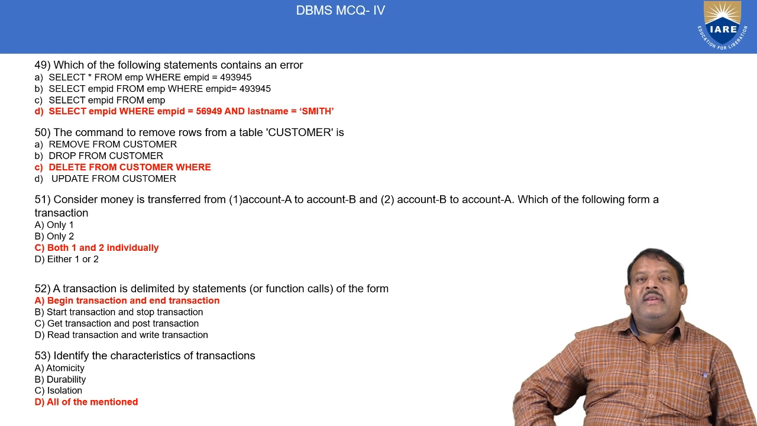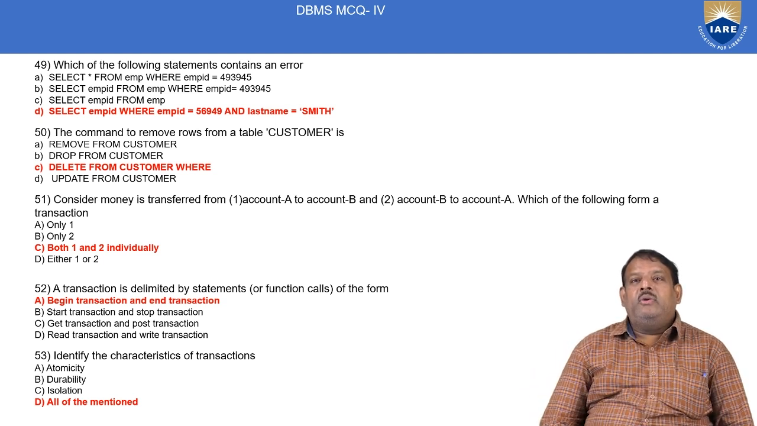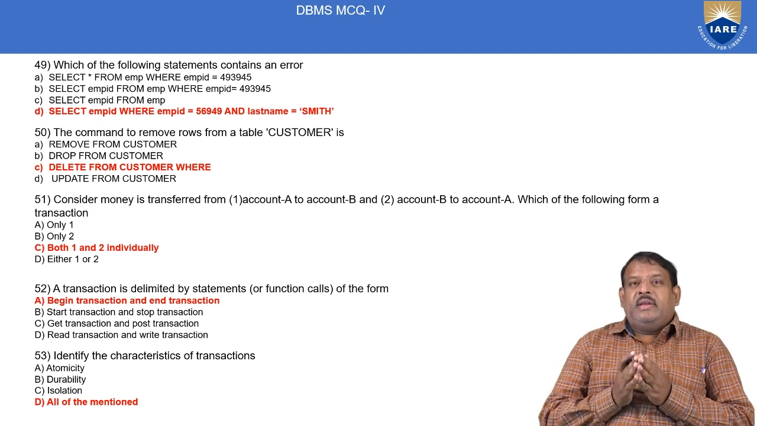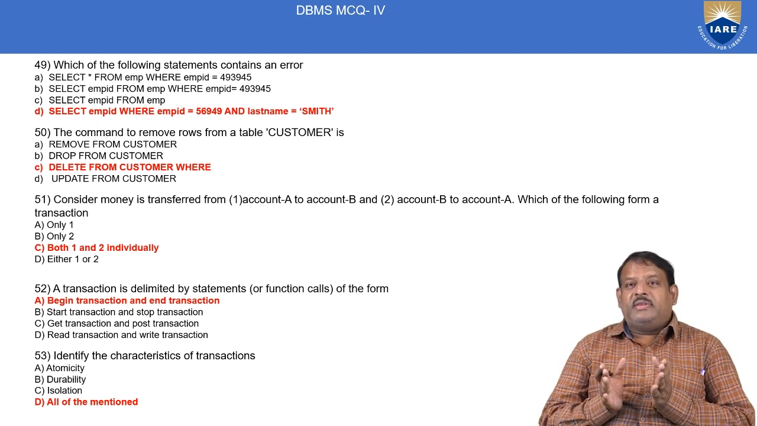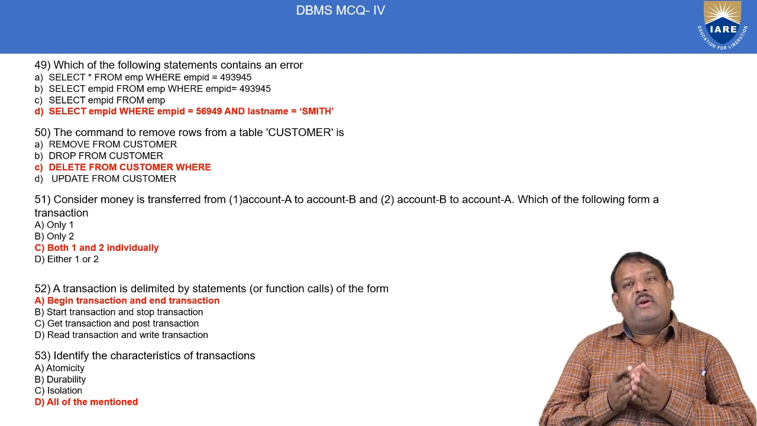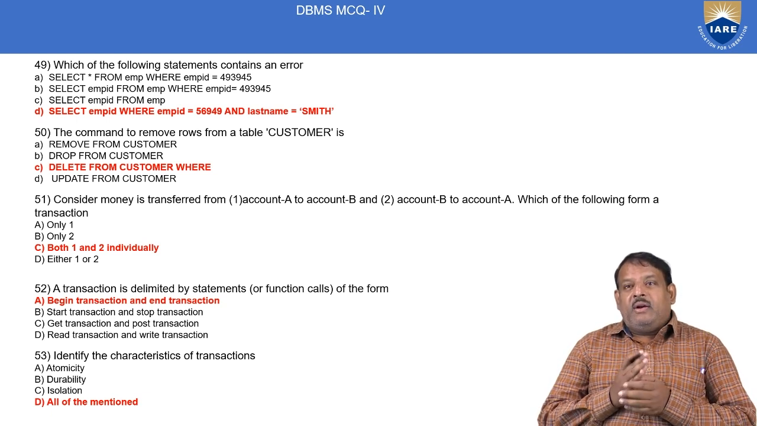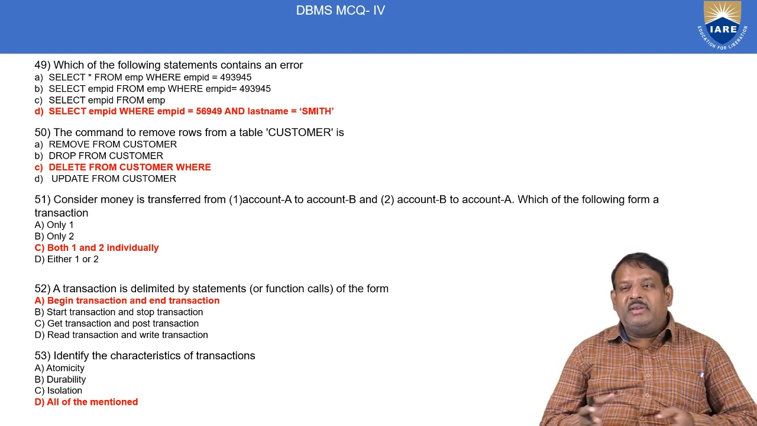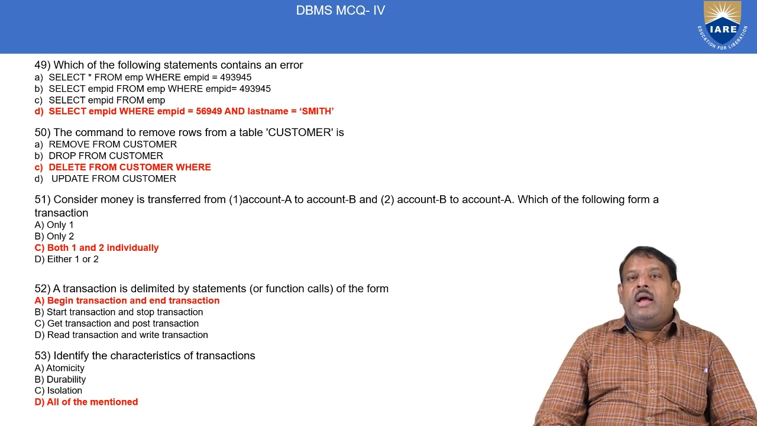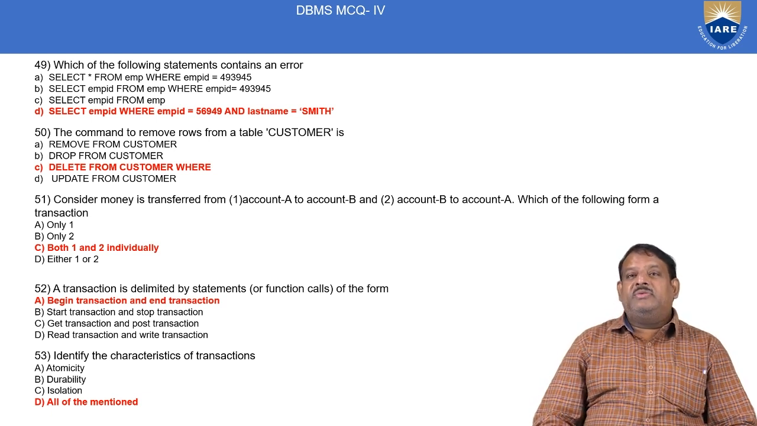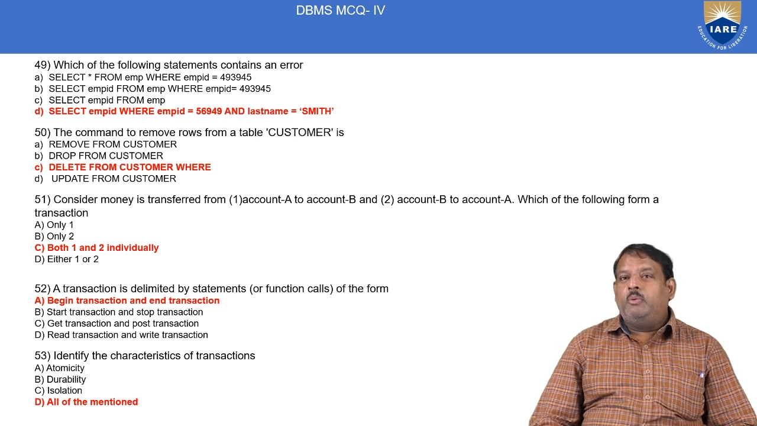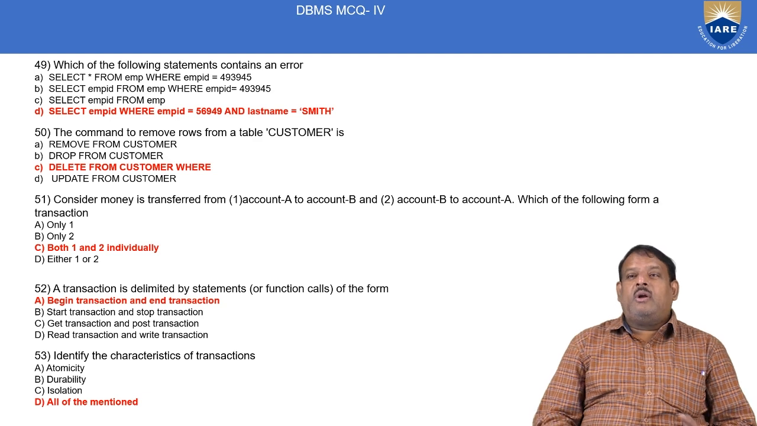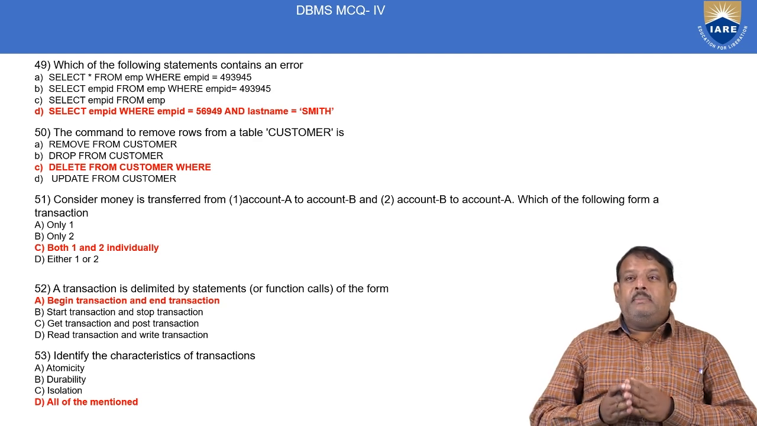Question 51. Consider money being transferred from account A to account B. Here the money is transferred in two phases: first, account A to account B, and after that, account B to account A. Now, which of the following is a transaction? What is a transaction? It is a series of steps performed, and if the transaction is successful, you will see the new records. If something goes wrong in between, it is rolled back, which means the data remains as it is.